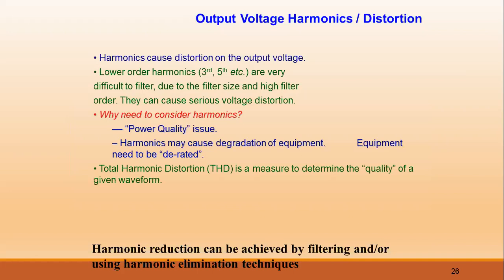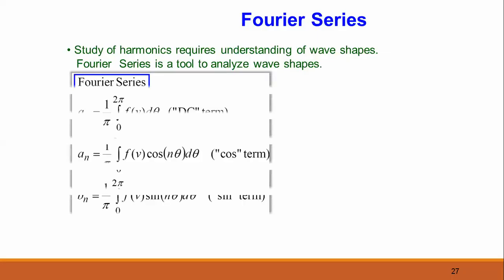Why do we need to consider harmonics? Because they cause power quality issues. Harmonics may cause degradation of equipment, and equipment needs to be derated. Total harmonic distortion is the measure for determining the quality of a given waveform. So what is its solution?